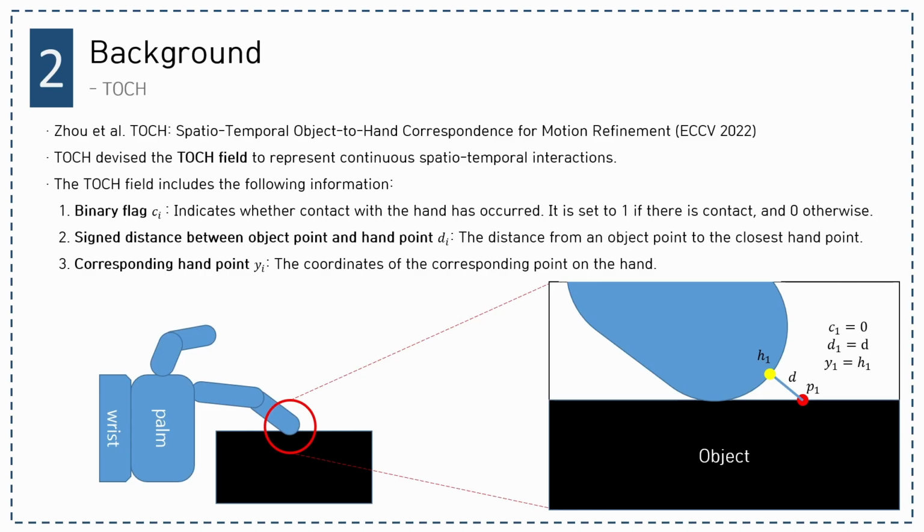To represent continuous spatial-temporal interactions, TOC devised the TOC field, which is object-centric and assigned to each point in the object's point cloud. The TOC field consists of a binary flag indicating contact status, the signed distance to the closest hand point, and the coordinates of the closest hand point. These values vary over time and contain spatial information, enabling the detection of spatial-temporal changes.